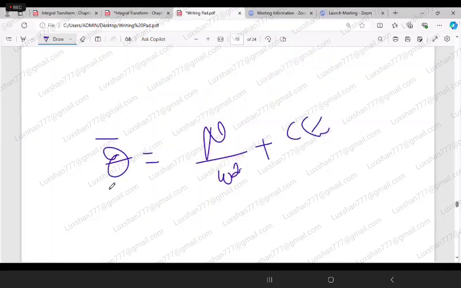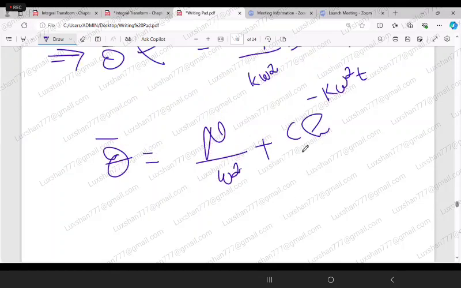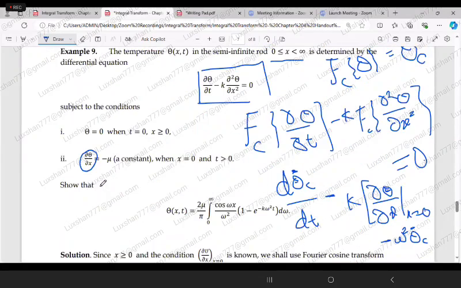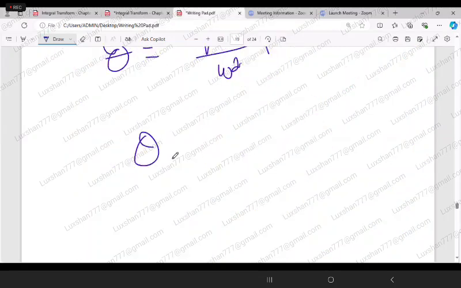Now we want to find θ. So we want to find c also. For that, we can use the initial conditions because the initial condition is given here. What are the initial conditions? θ equals 0 when t equals 0. That means that we know θ(x, 0) equals 0.